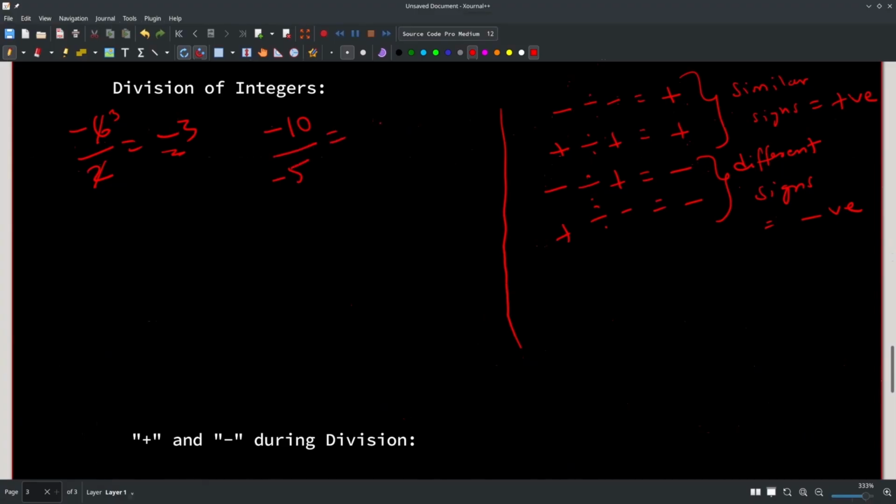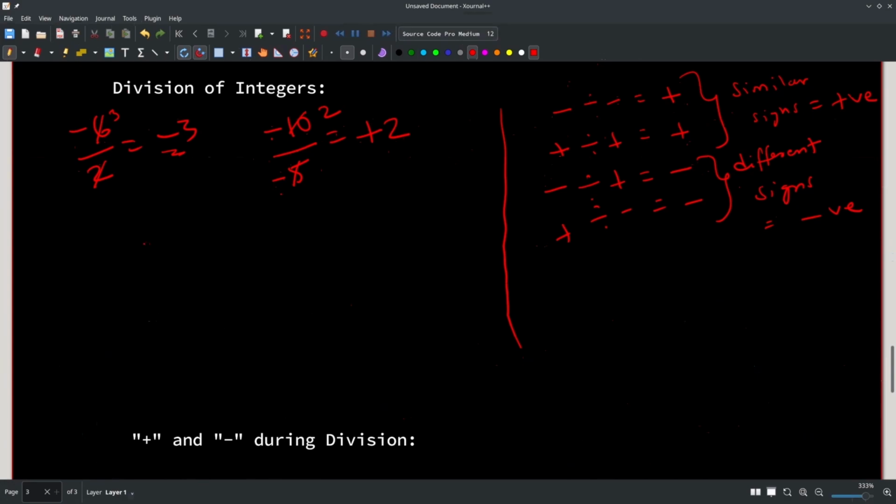Now let's take minus 10 divided by minus 5. You're going to get, since both are same signs over here, minus and minus, you're going to get a positive sign. And 10 divided by 5, you get 2. Positive 2. 5 ones are 5. 5 twos are 10. Right?